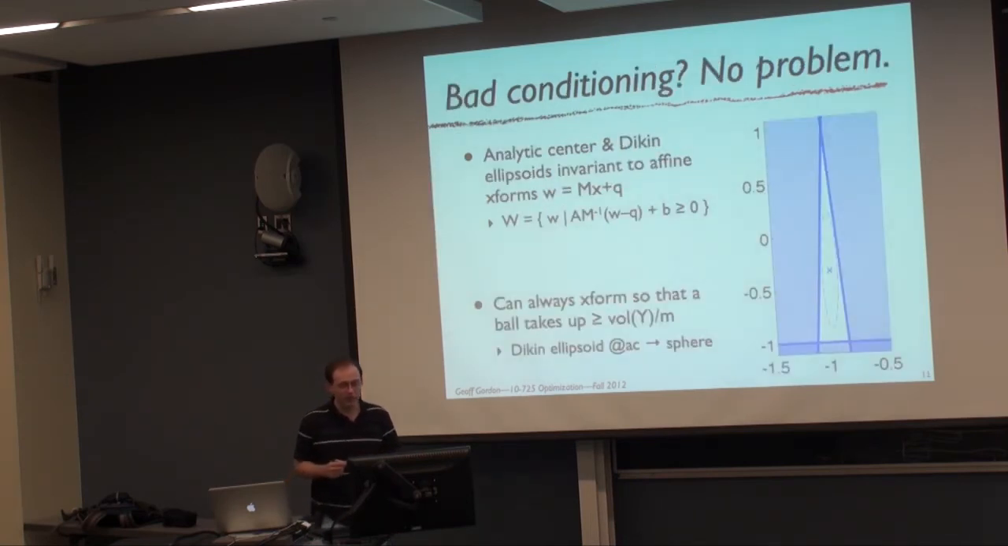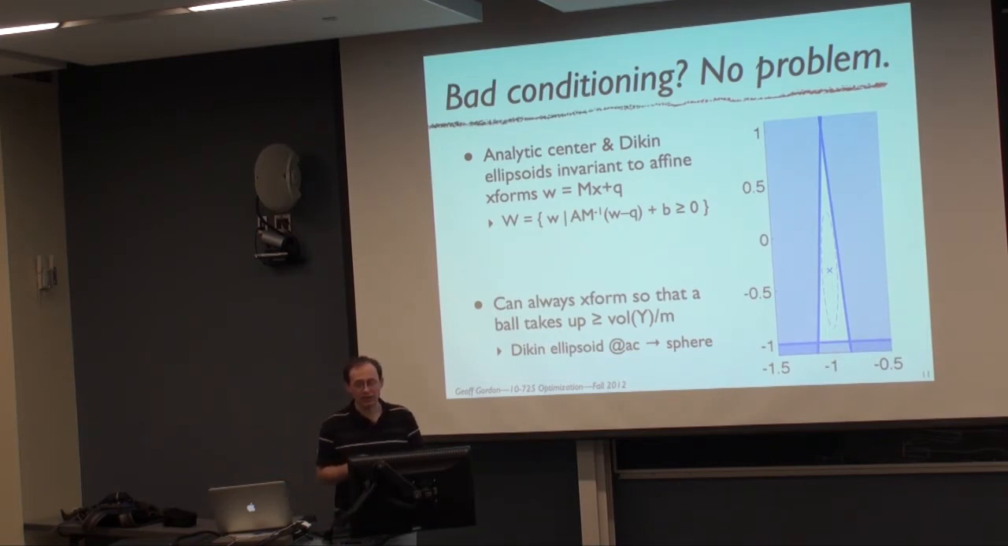So I pointed this out briefly at the end of last class, but one of the nice things about the analytic center and the Dikin ellipsoid is that it relieves bad conditioning, right? If you remember the example of a very skinny triangular feasible region, if you find the Dikin ellipsoid at the analytic center, it looks like that, right? So it's actually still taking up a pretty big volume of the feasible region.